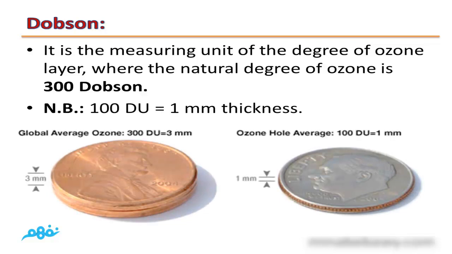As you can see, each 100 Dobson unit is equivalent to 1 mm thickness under STP, because we said that the thickness of ozone under STP is 3 mm and the normal thickness by using Dobson unit is 300 Dobson units. So each 100 Dobson unit is equivalent to 1 mm thickness. Each 1 mm is represented by 1 coin. So if we have 3 coins, this represents the thickness of ozone layer under STP.